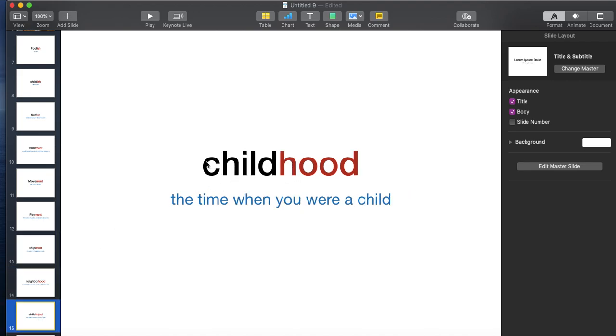Childhood. Child is the base word. Now I added hood, the same suffix. Before, I added the suffix ish to child and it was childish, and now I added the suffix hood to the word child. See how many suffixes I can add to one base word? So childhood is the time when you were a child.